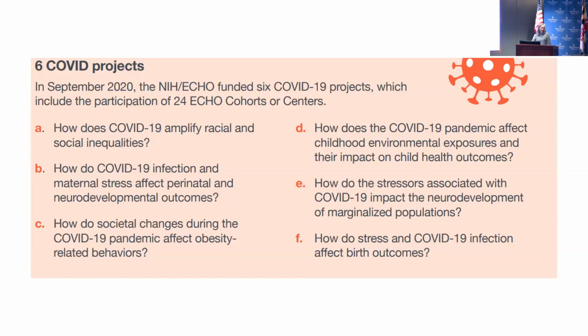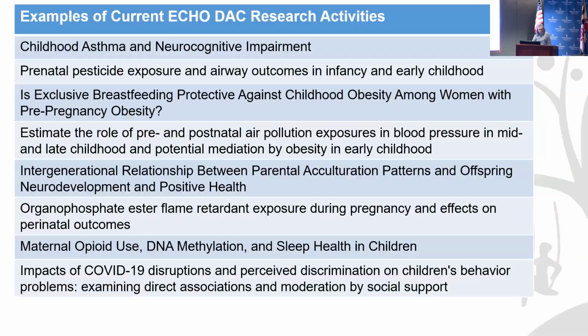We also were able to pivot successfully in terms of creating research opportunities for COVID. In September 2020, working with NIH, we were funded for 6 COVID-19 projects, and they are listed here. How does COVID-19 amplify racial and social inequities? How does COVID-19 infection and maternal stress affect a variety of childhood outcomes?